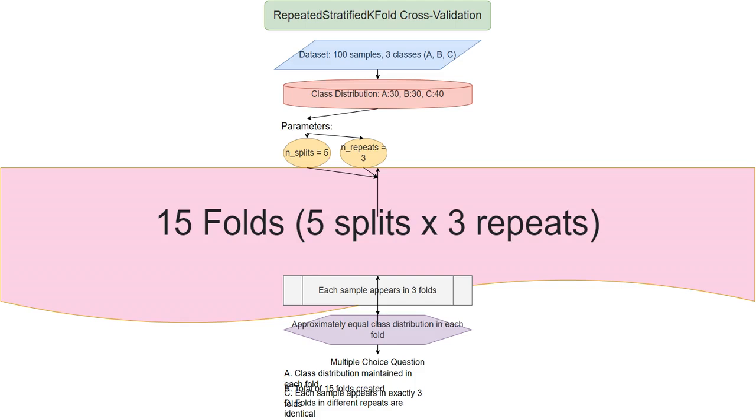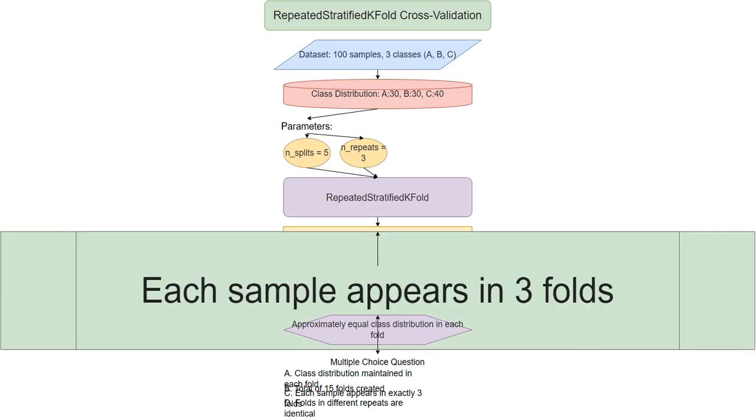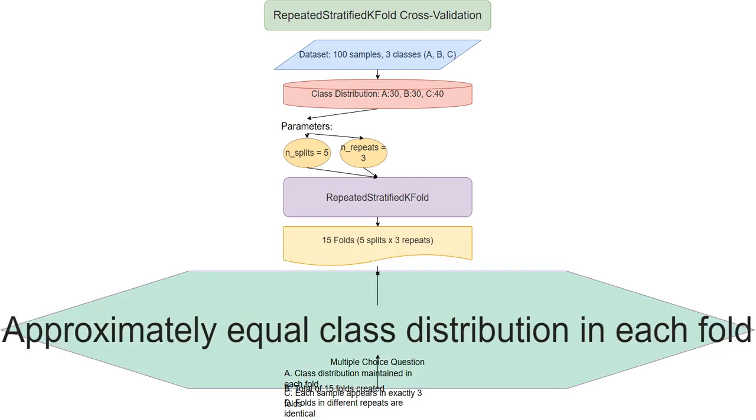Because I'm using 5 folds and repeating the process 3 times, I will end up with a total of 15 folds. 5 folds * 3 repeats equals 15 folds. Each sample will appear in exactly 3 folds because the entire process of creating 5 folds is repeated 3 times. I'm using a method that ensures each fold contains roughly the same proportions of classes A, B, and C as the original dataset. This helps to avoid biased results.